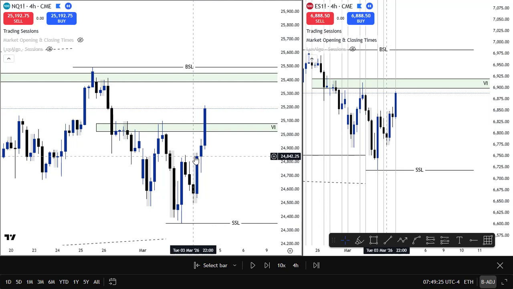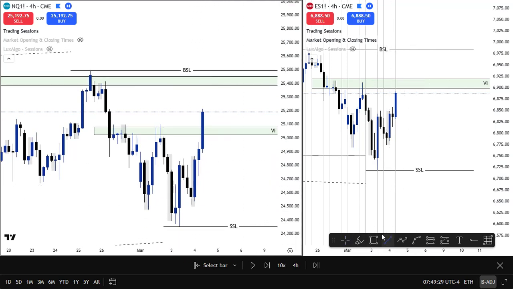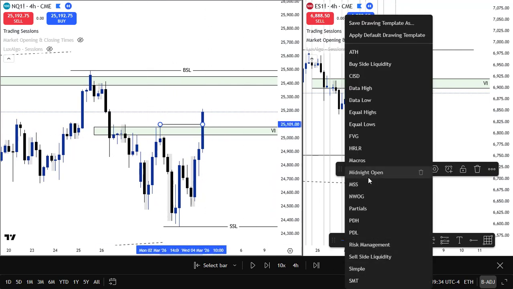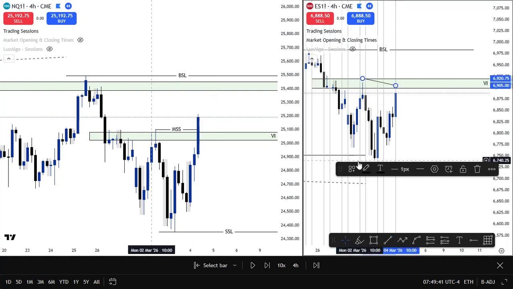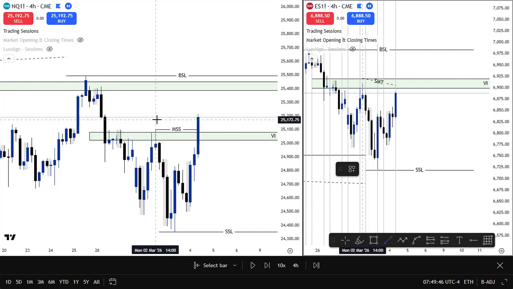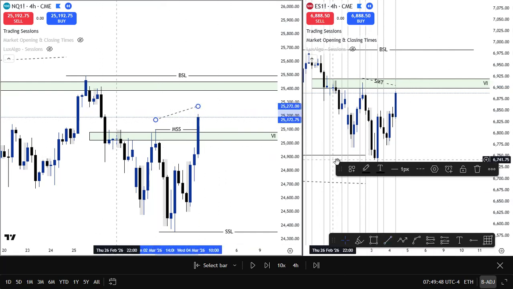We know that on hourly we had a Y22 entry formation. Would I say this is a fractal? Potentially. Potentially this is a fractal market structure shift. Anyway, I can see SMT here as well. And I'm gonna mark it, of course.